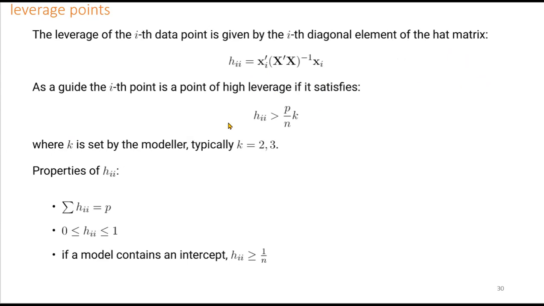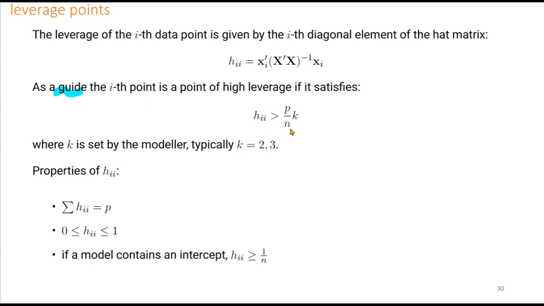Okay, so as a guide, and I do say as a guide, because it's kind of subjective, what we're talking about. As a guide, we say the ith point is a point of high leverage if it's very big. What do we mean by big? Well, if it exceeds some threshold. What is that threshold? Well, it is this on the right-hand side, where P is the number of parameters, N is the number of observations, and K is typically set to 2 or 3.